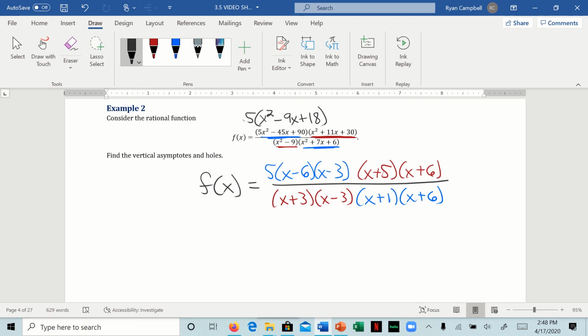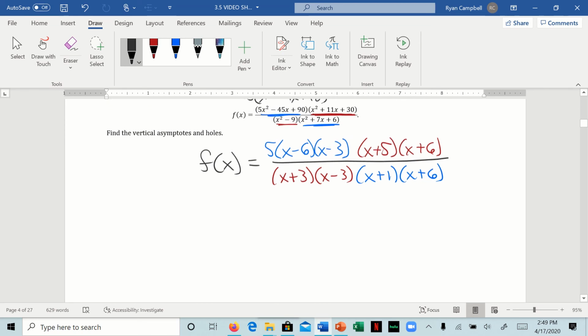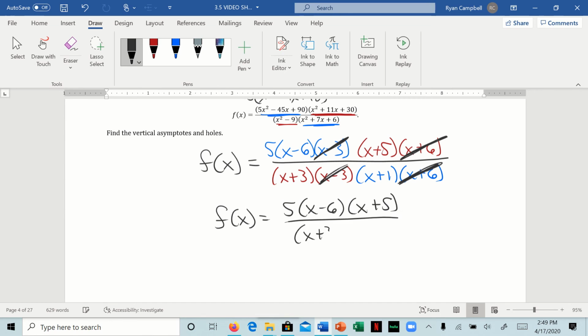All right, so what is on top that's also on the bottom that we can cancel? We can see that x plus 6 is on the top and the bottom, and x minus 3 is on the top and the bottom. So our simplified answer is going to be 5 times x minus 6 times x plus 5 over x plus 3 times x plus 1.